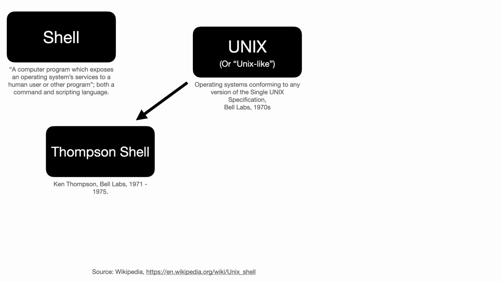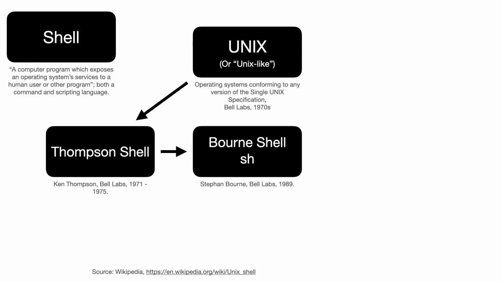And so the first shell for Unix systems was the Thompson shell. That was developed by Ken Thompson, also at Bell Labs, between 1971 and 1975. The shell that came after that was the Bourne shell, and that binary is typically denoted with sh. This shell was developed by Stephen Bourne at Bell Labs in 1989, and actually this sh binary is still found on most Unix or Unix-like systems today. It's similar to Bash, but has a smaller feature set than Bash.